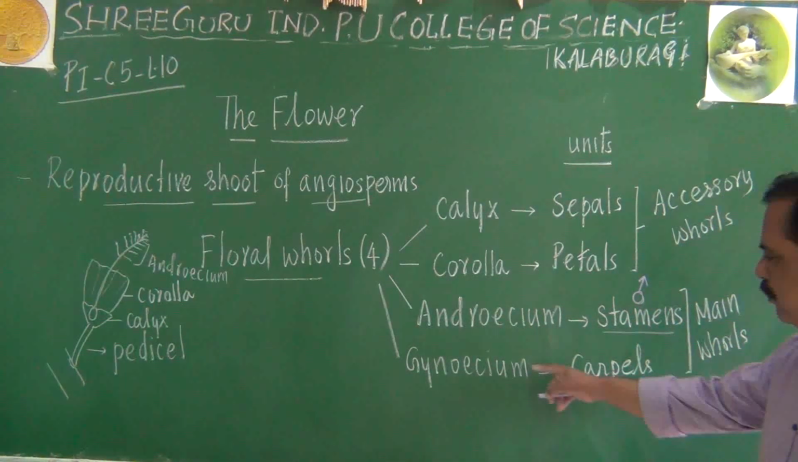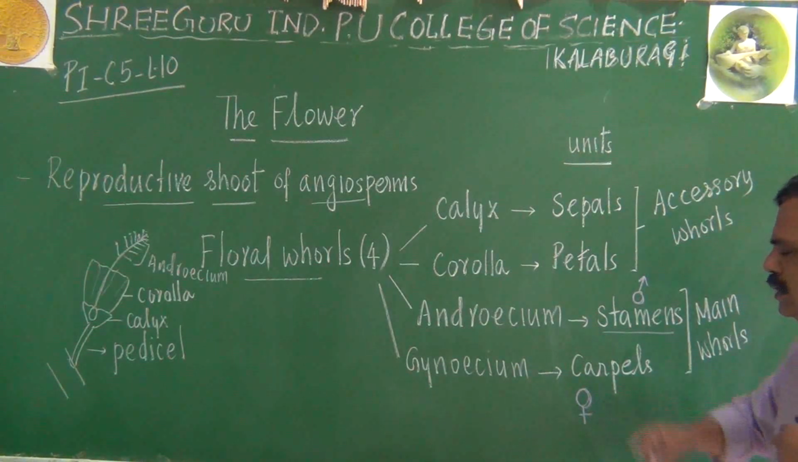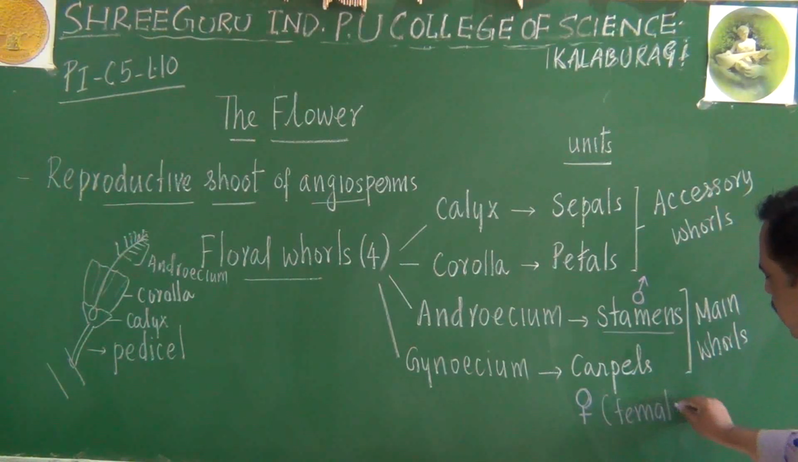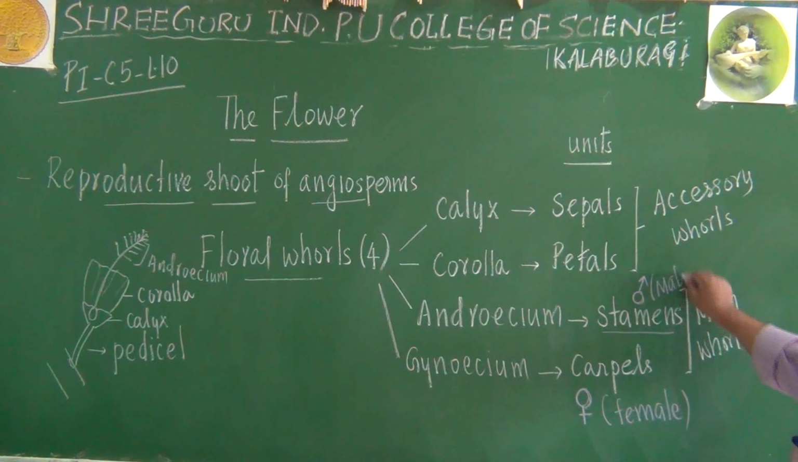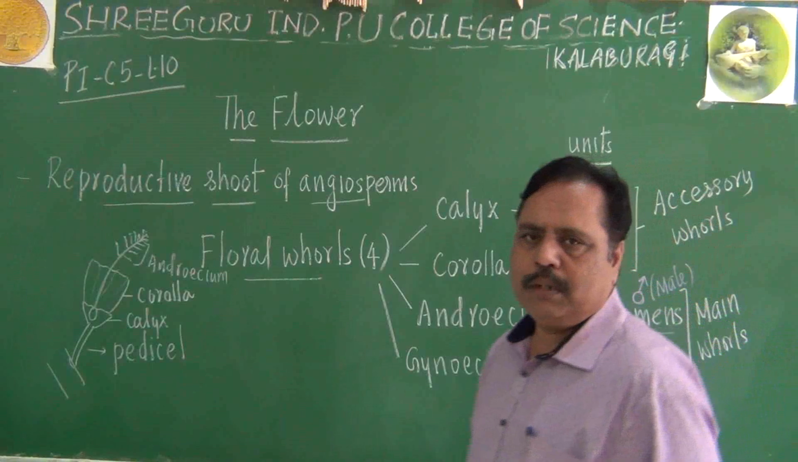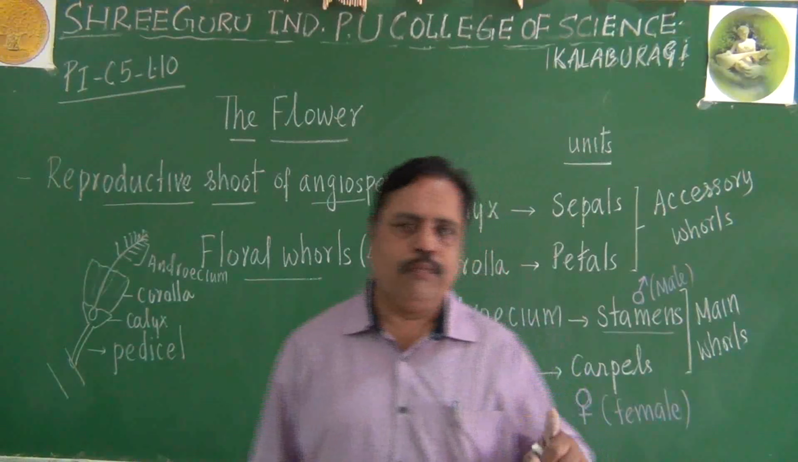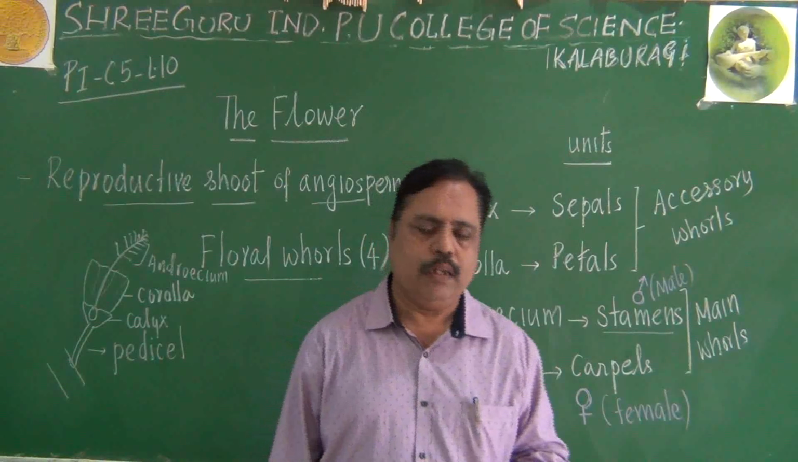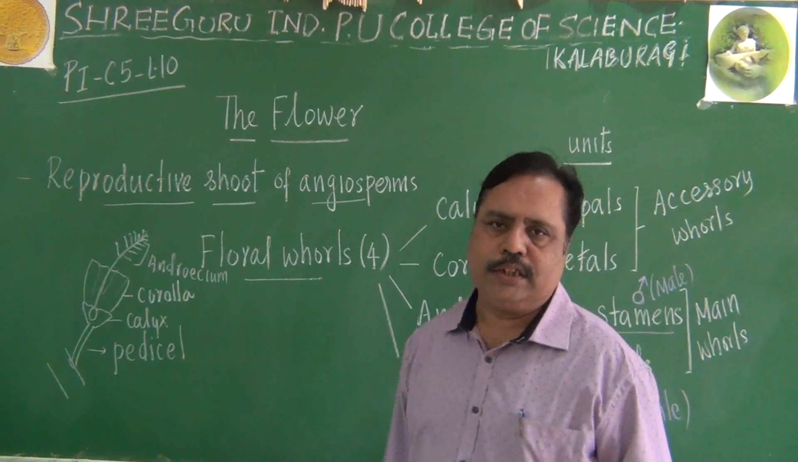Carpel or gynoecium is considered to be the female reproductive part of a flower. Remember, this symbol indicates female. Female reproductive part of a flower is gynoecium. Male reproductive part of a flower is androecium. Remember, they are directly involved in sexual reproduction, whereas calyx and corolla are accessory whorls of a flower. Do you get this basic point? What is a flower? It is a reproductive shoot of angiosperm.